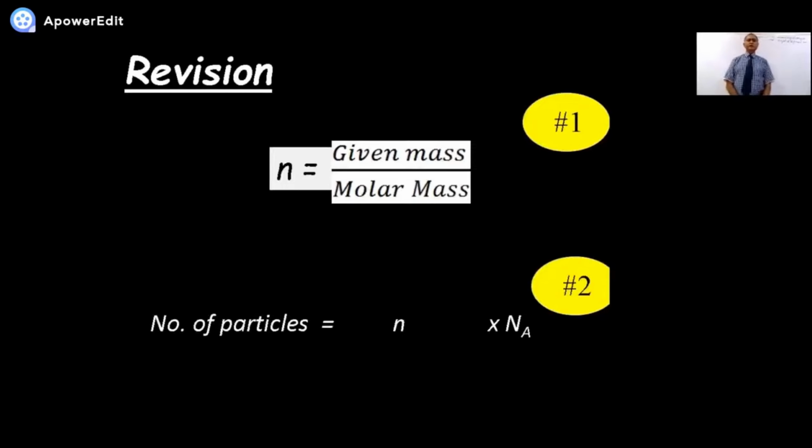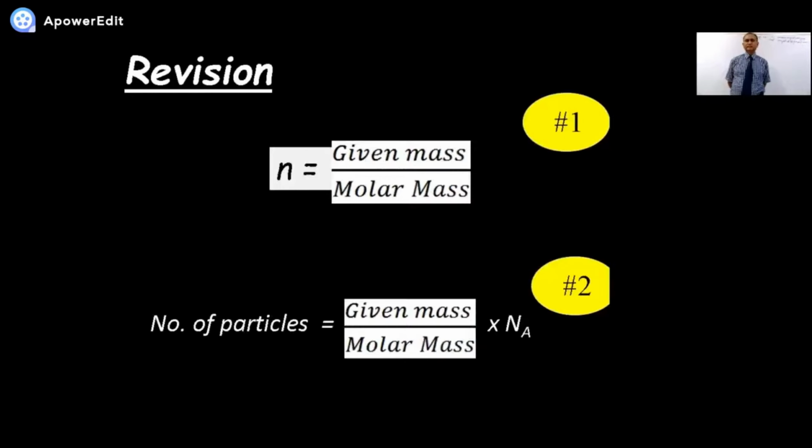Anyway, so what have we revised up till now? Formula number 1, you can see on the screen. n is equal to given mass upon molar mass. And another formula is number of particles is equal to n into Na. I hope you are understanding it. Now, if we substitute the value of small n from formula number 1 in the next one, then it will be changed like this.